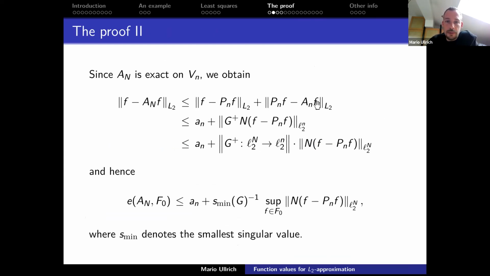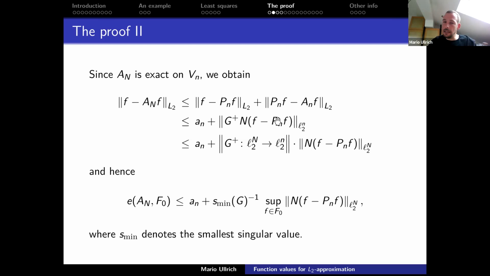Okay, so the triangle inequality. The first part here is just f minus the projection on the first n, which is the optimal algorithm. And so this is smaller than the approximation numbers. And the second part is, as I said, I use the matrix representation, and here is f minus P_n f in it. Okay, and now the main task is to bound this. And it's not very hard to see.